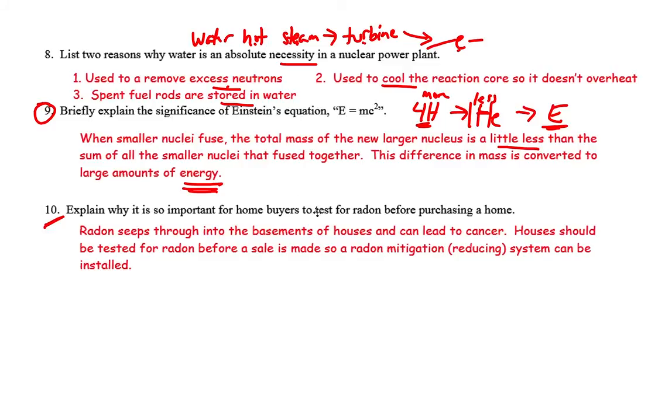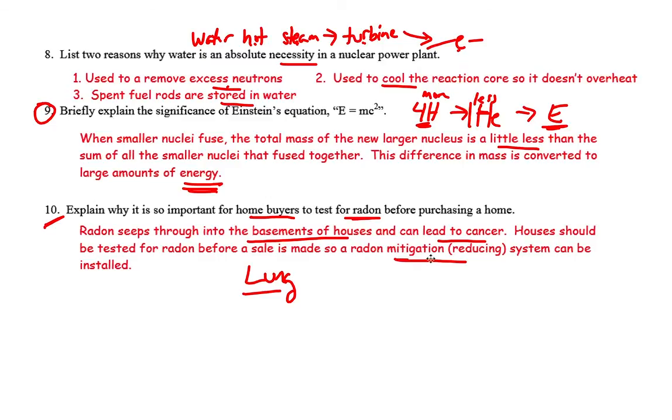And finally, radon. Before you buy a new home, you should make sure that it doesn't have high levels of radon, because radon gets into the basement of the houses and it can lead to cancer. Especially lung cancer. So usually you won't get a mortgage unless the radon has been tested, and if it is high, you need to reduce the amount of radon somehow.